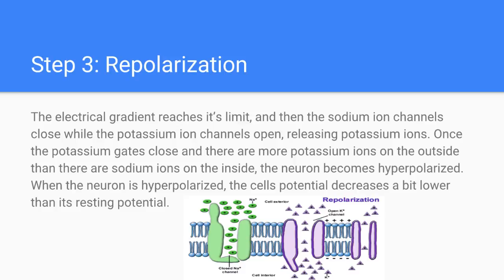Step 3. Repolarization. The electrical gradient reaches its limit and the sodium ion channels close while the potassium ion channels open, releasing potassium ions. Once the potassium gates close and there are no more potassium ions on the outside than there are sodium ions on the inside, the neuron becomes hyperpolarized. When the neuron is hyperpolarized, the cell's potential decreases a bit lower than its resting potential.